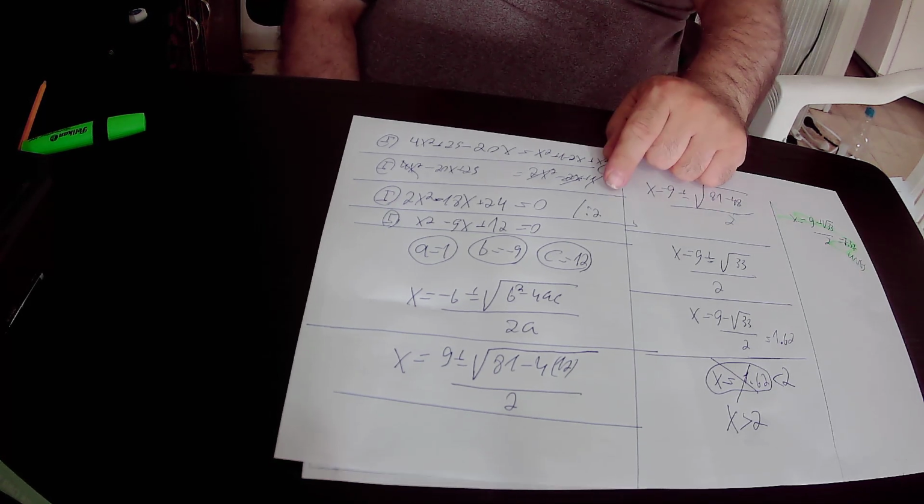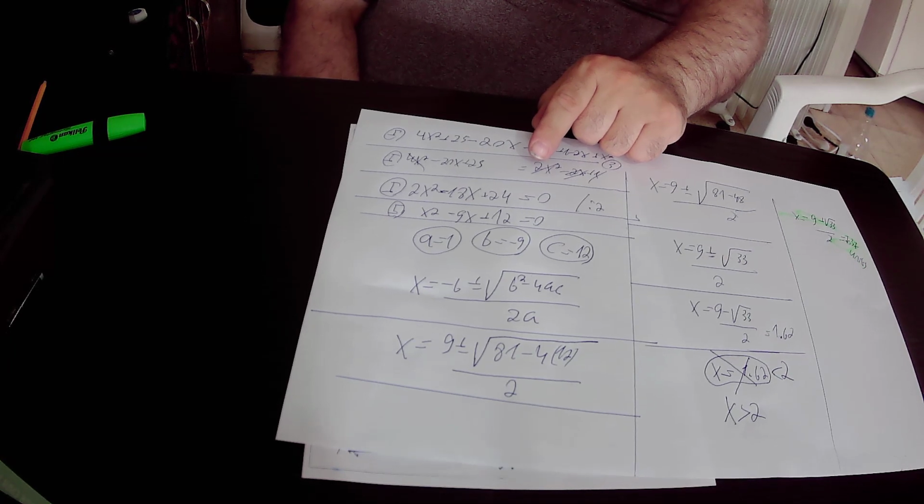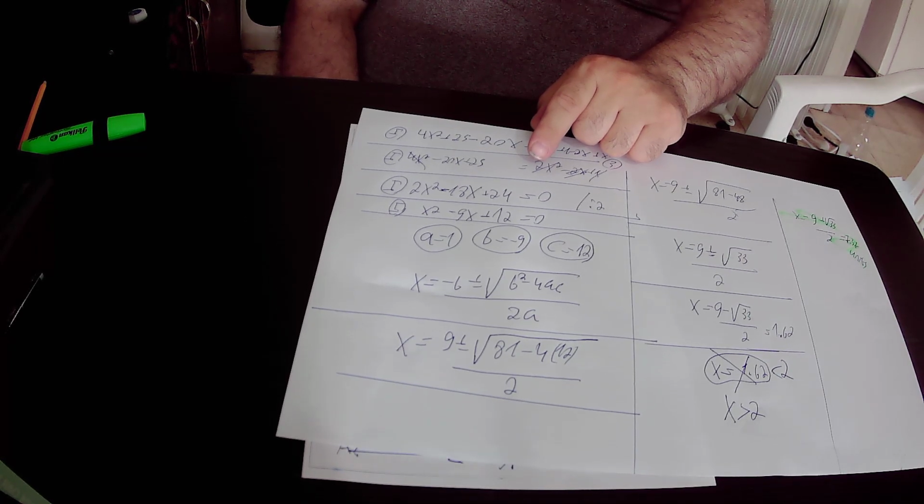Here we divided equation number 1 by 2, and we got that 2x squared over 2 is x squared, minus 18x over 2 is minus 9x, and 24 over 2 is 12. So in conclusion, we found out that x squared minus 9x plus 12 equals 0.